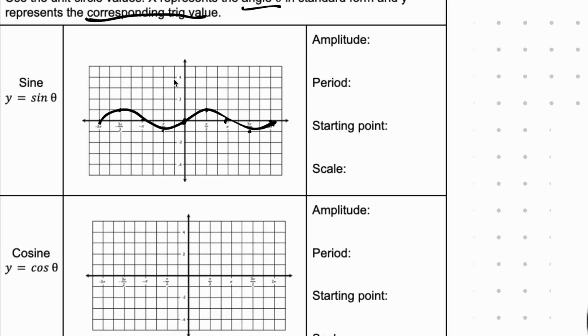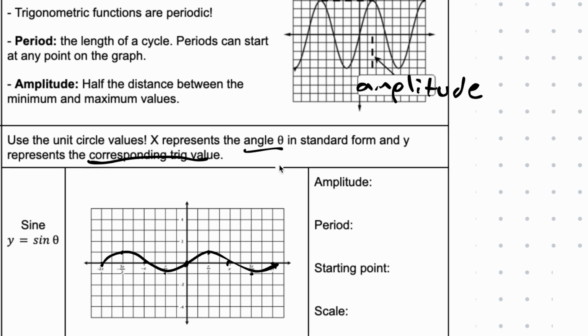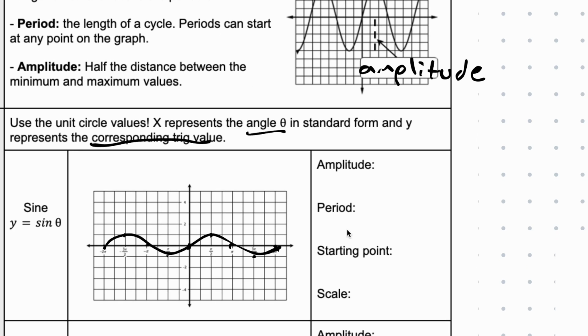Okay, so what's our amplitude? Well, our amplitude, right, as we set up here, is half the distance between the minimum and maximum value. So the minimum value here is going to be -1, right? It's going to be this right here, this bottom part.